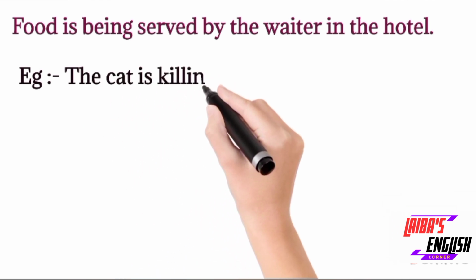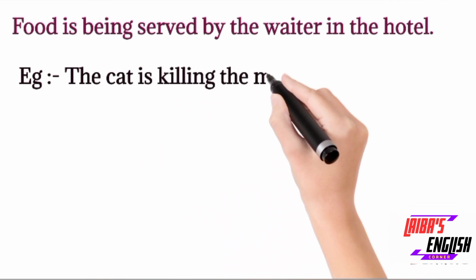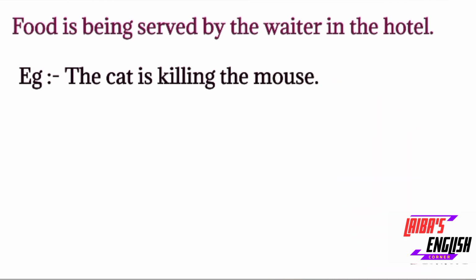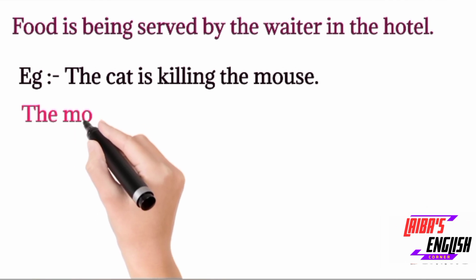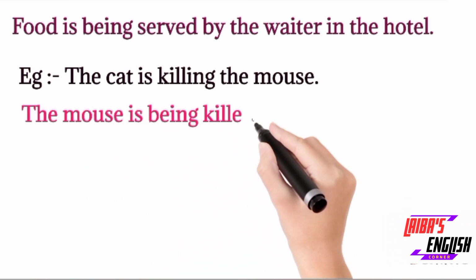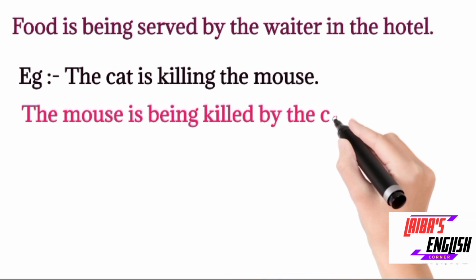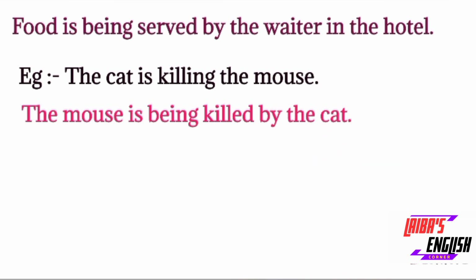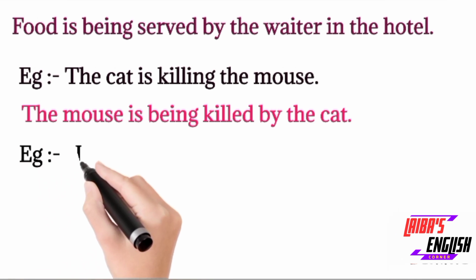Another example to make your concept crystal clear. The cat is killing the mouse. The cat is a subject, killing is a verb, the mouse is an object. So the mouse will come in the start. The mouse is singular, so we will use is. Being according to the structure, kill, third form killed by according to the structure, the cat is the subject, now it was used at the place of the object.